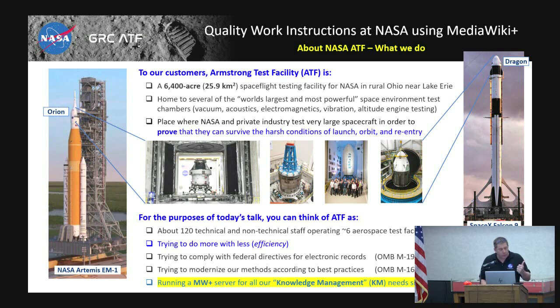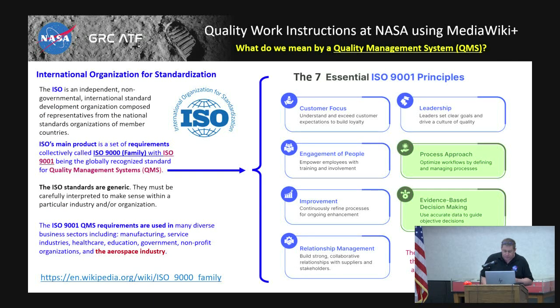We're trying to do more with less efficiency. We're trying to comply with federal directives to move away from paper and into electronic records. And we're trying to modernize our methods according to best practices, which is a federal reference to use open source software where possible. And my last bullet is that we've been running a MediaWiki platform for a number of years, and its use at ATF has been growing exponentially.